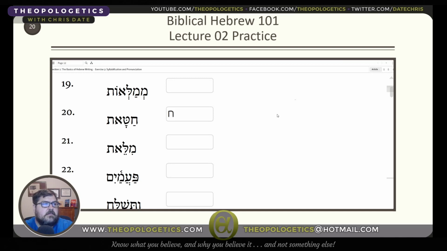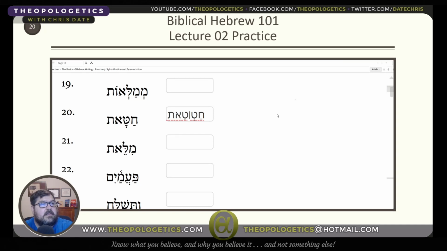Next one, chatat. So this chet has a pathach under it. The tet is not begad kefat, so that dagesh is a dagesh forte, which doubles. So this is chat, and then ta. There is no kametz aleph vowel letter, so that aleph is not part of this vowel. But it also doesn't have a mark under it, so it is a quiescent aleph. That's interesting. So it's quiescent, but it doesn't actually close the syllable. Chatat is how I would pronounce it.